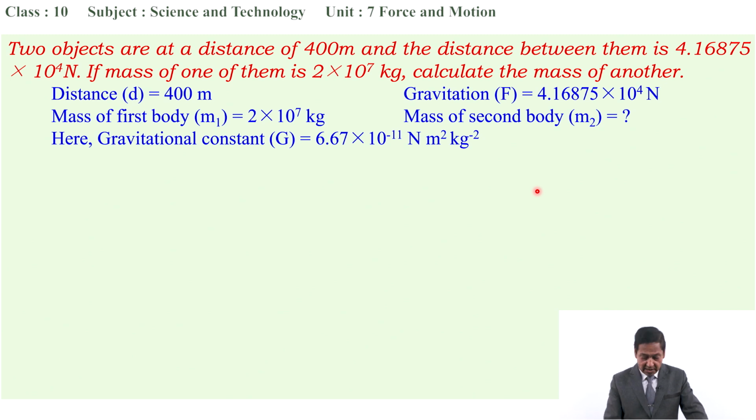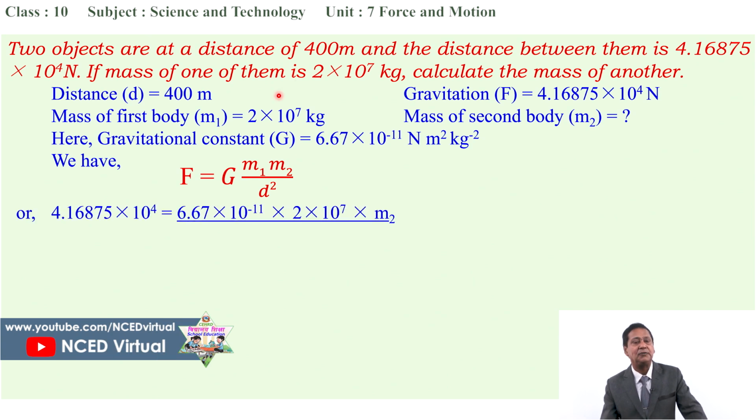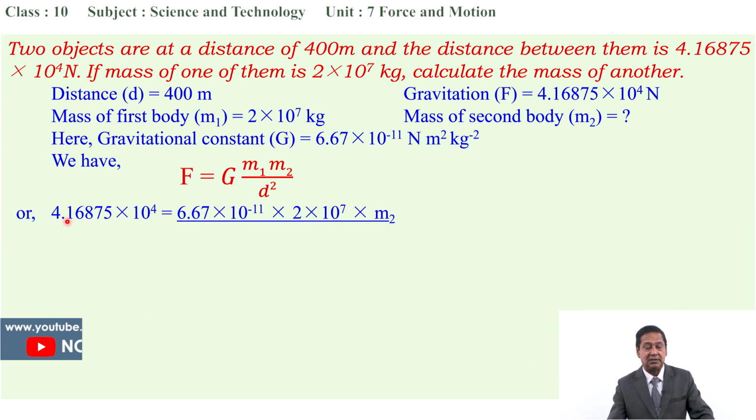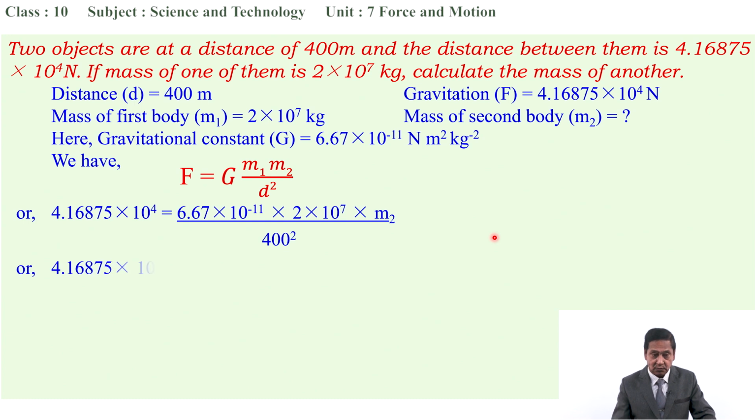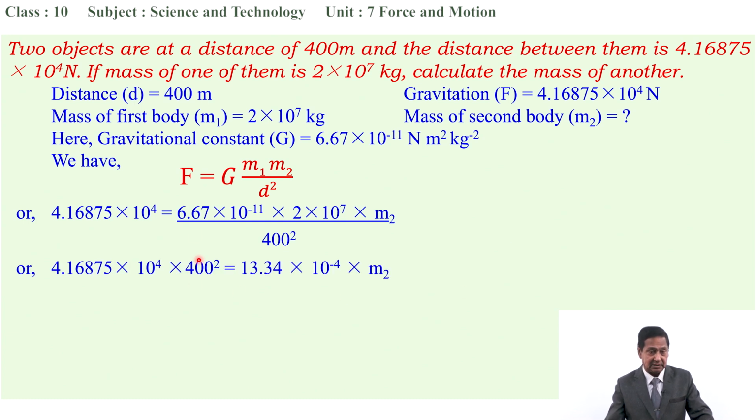Okay, now we are using the equation. What equation do we have? F equal to G m1 m2 by d square. The value of G is taken here and F is taken on the left-hand side, G is taken here and m1 and m2 are taken. We have to find out m2. d is 400, and 400 is squared. If 400 square is taken to the left-hand side, then we will have this expression on the left-hand side. On the right-hand side we have this.